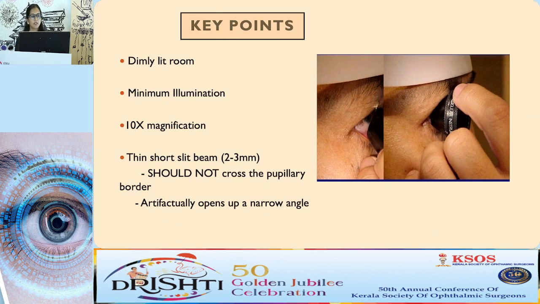Regarding the procedure, the key points are that gonioscopy should preferably be done in a dimly lit room. Regarding slit lamp adjustments, there should be minimum illumination initially and with 10x magnification. Use a thin short slit beam. The purpose is that it should not cross the pupillary border, producing miosis, which can artifactually open up a narrow angle.